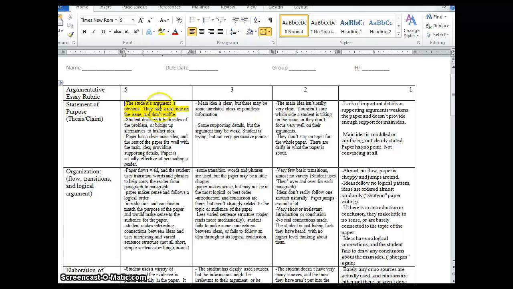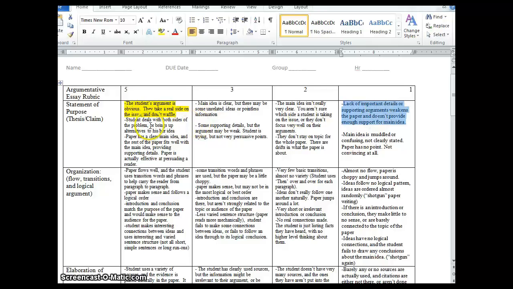Then you're looking down. If the main idea is clear, but there may be some unrelated ideas or pointless information, if you read something that's no good, then obviously you would check this section. The main idea isn't really very clear. You aren't sure which side a student is taking on these issues, or they don't focus very well on their arguments, then you would come up here. Like I said, if it's unclear, come to a 2. If it's good as gold, you know that they're picking the Native Americans, they're picking Columbus, they're picking whoever it is that discovered America, then that is their argument. Okay, a lack of important details, so if they have an unclear main idea and then there's nothing involved, then that's a 1. Essentially, if they just didn't do their paper, this is what you're rocking down here.